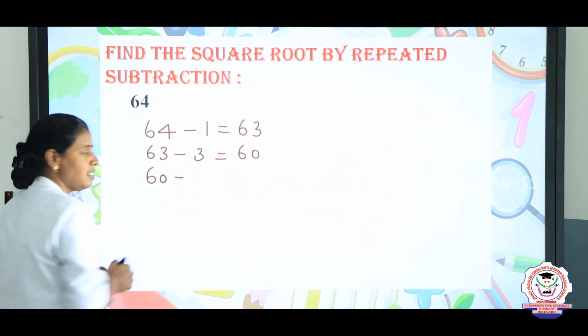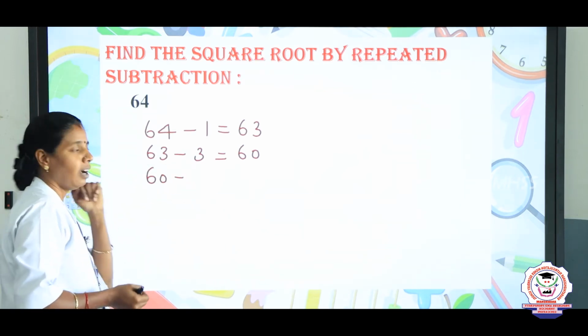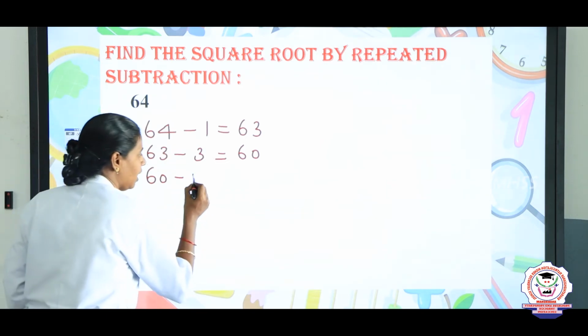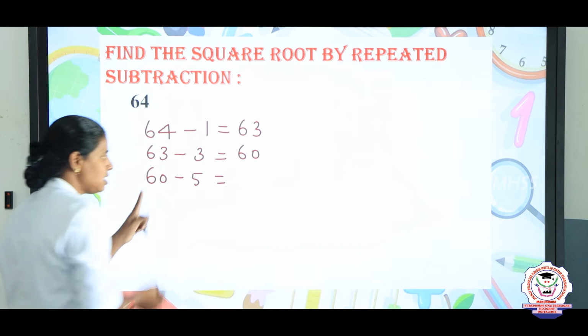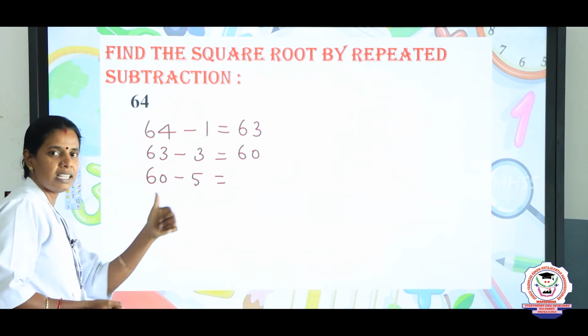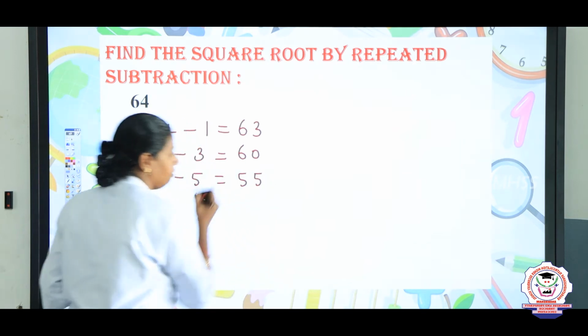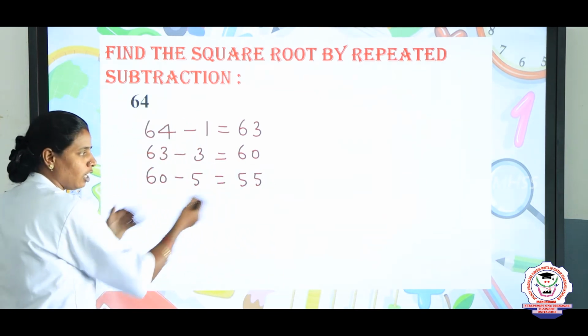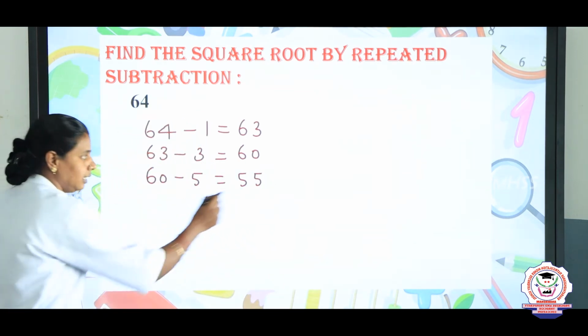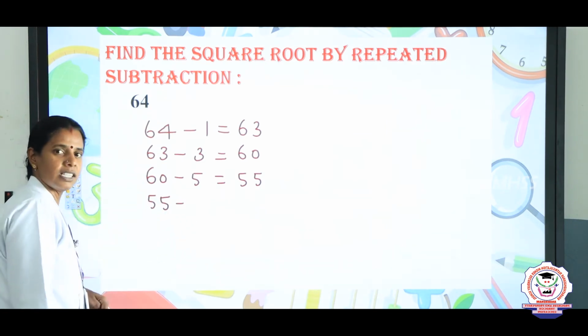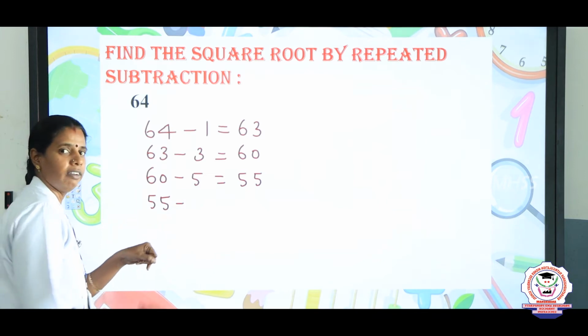60 minus, what is the next odd number? 1, 3. Next to 3 is? Yes, it is 5. 60 minus 5. What is the answer? 60 minus 5 is? Yes, it is 55. Now, for the next step, what number do we want to take? The answer which we got now, 55 minus, what is the next odd number after 5?